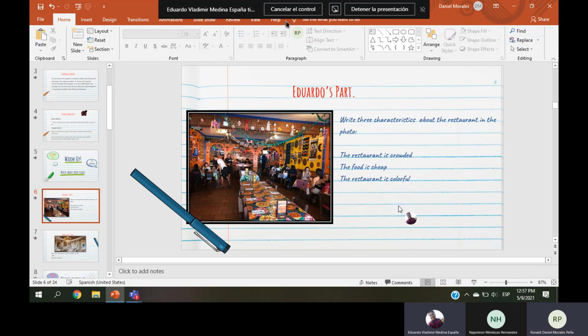So very good. And tell me, Eduardo, have you ever been to a restaurant that looks like this? Yes, in fact, there is a good restaurant like this, in a taco. It's very similar. Okay. Thanks, Eduardo, for your participation. You're most welcome.